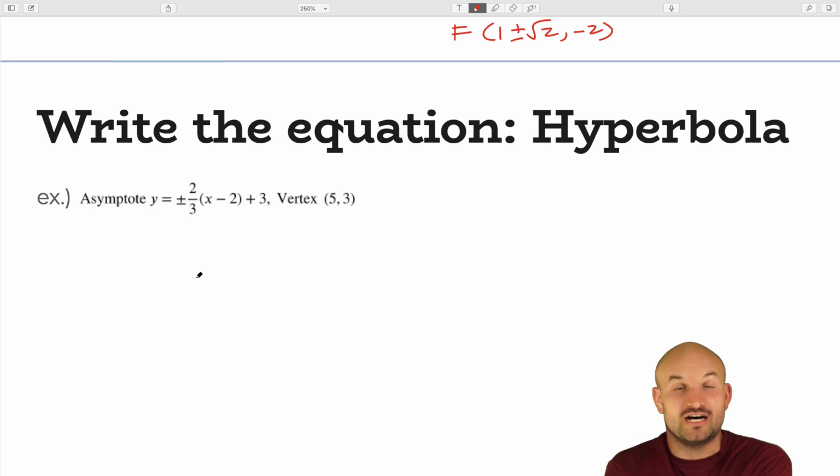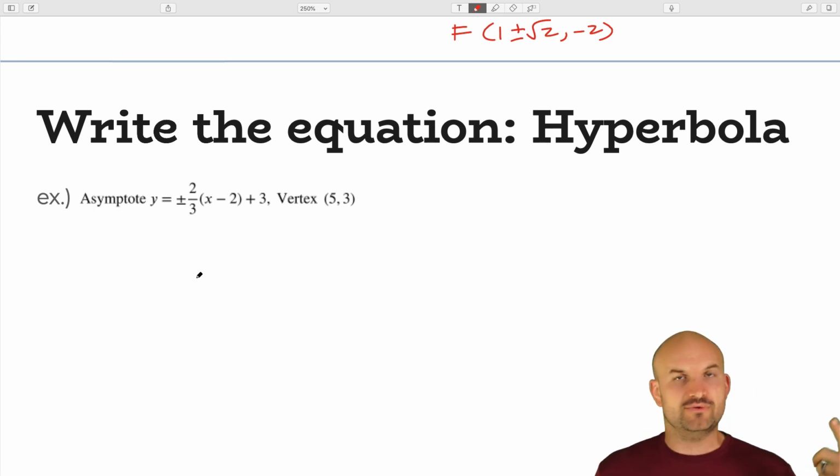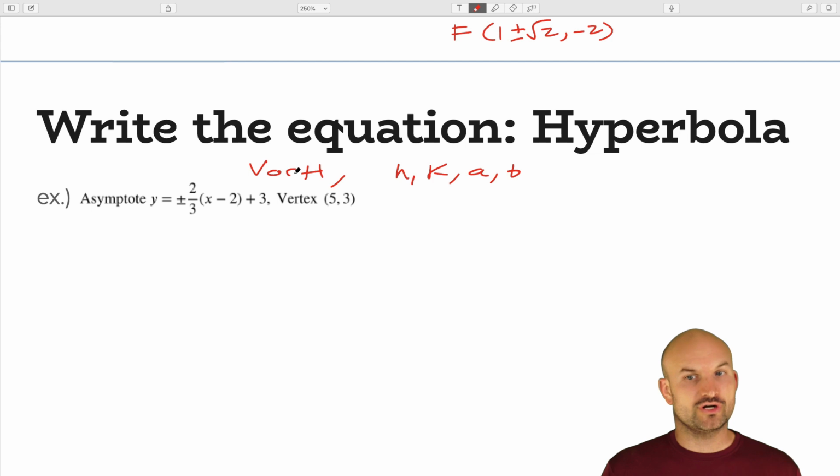But the next thing that we go ahead and work on is finding the equation of the hyperbola. So again, just like we did for a parabola, a circle, and an ellipse, when you need to write the equation, you need to find the h, k, a, and b. And then you need to know where the transverse axis is. You need to identify, is the transverse axis vertical or horizontal? And then what is the h, the k, the a, and the b?